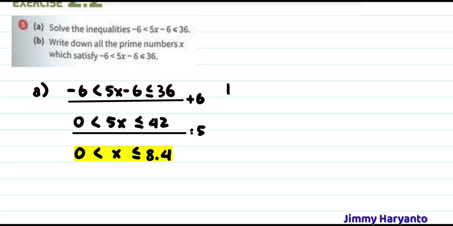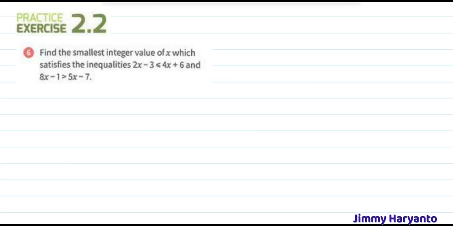The next one is to find the prime numbers between 0 and 8.4. So start with 2, and then 3, and then 5, and then 7. So these are all of the prime numbers satisfying the inequalities. And then the next one is question 6. Find the smallest integer value of x which will satisfy this inequality, yeah.